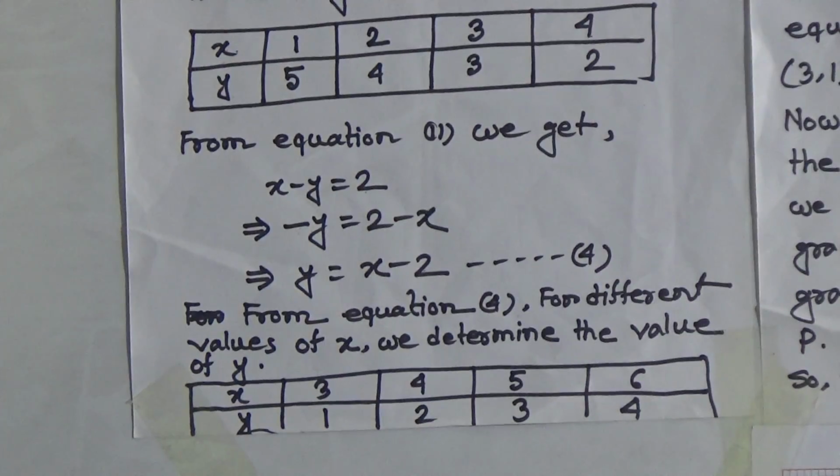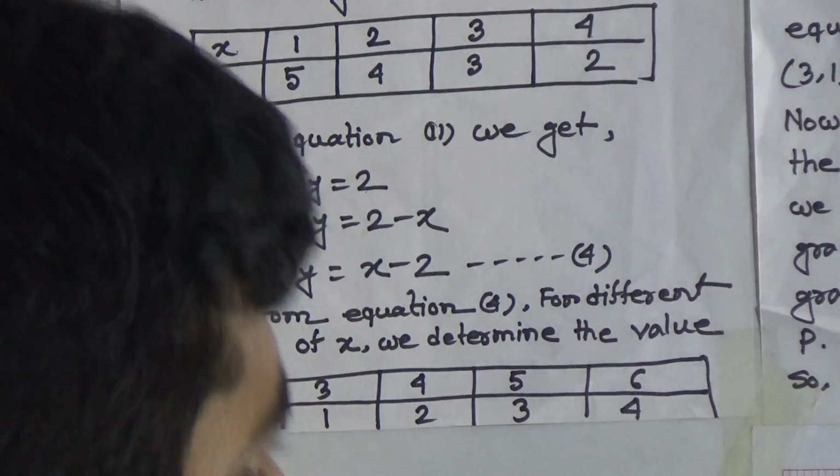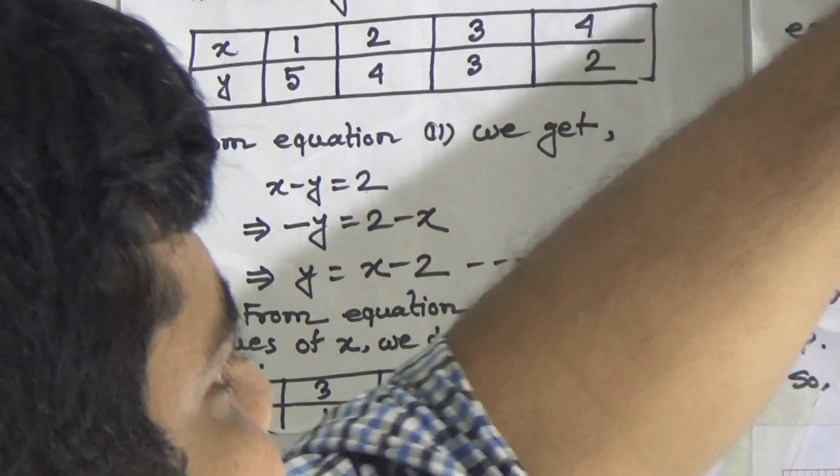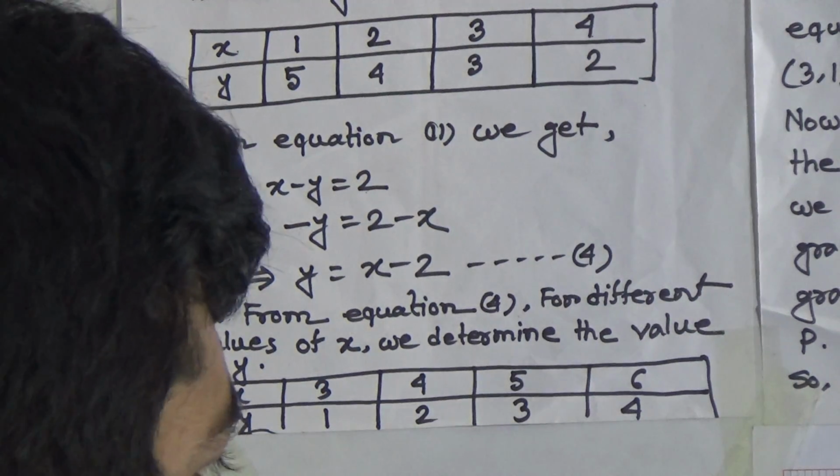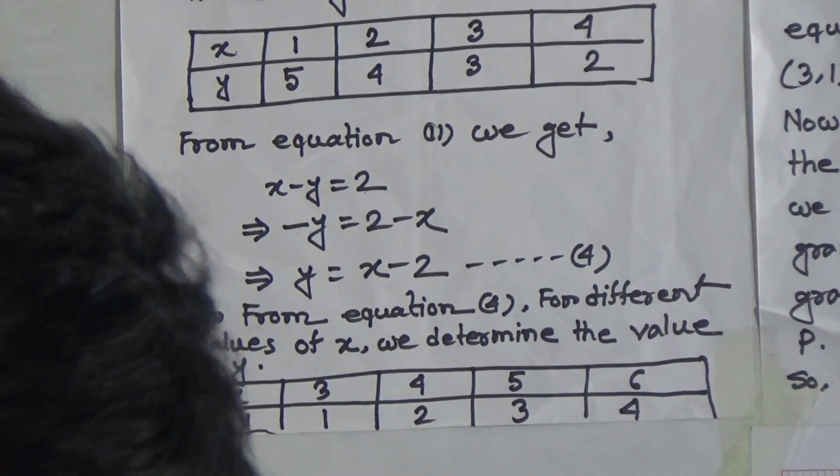Then in graph paper, XOX' is the x-axis and YOY' is the y-axis. So first of all we draw.